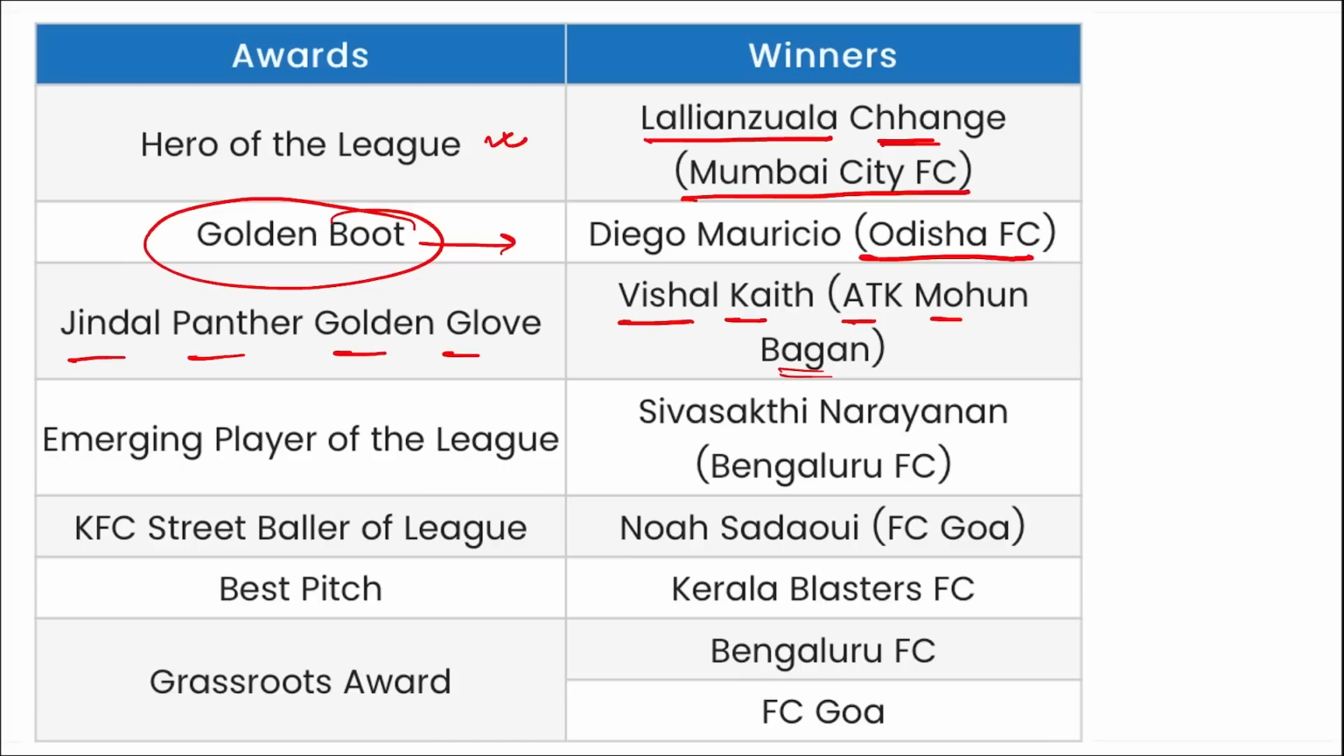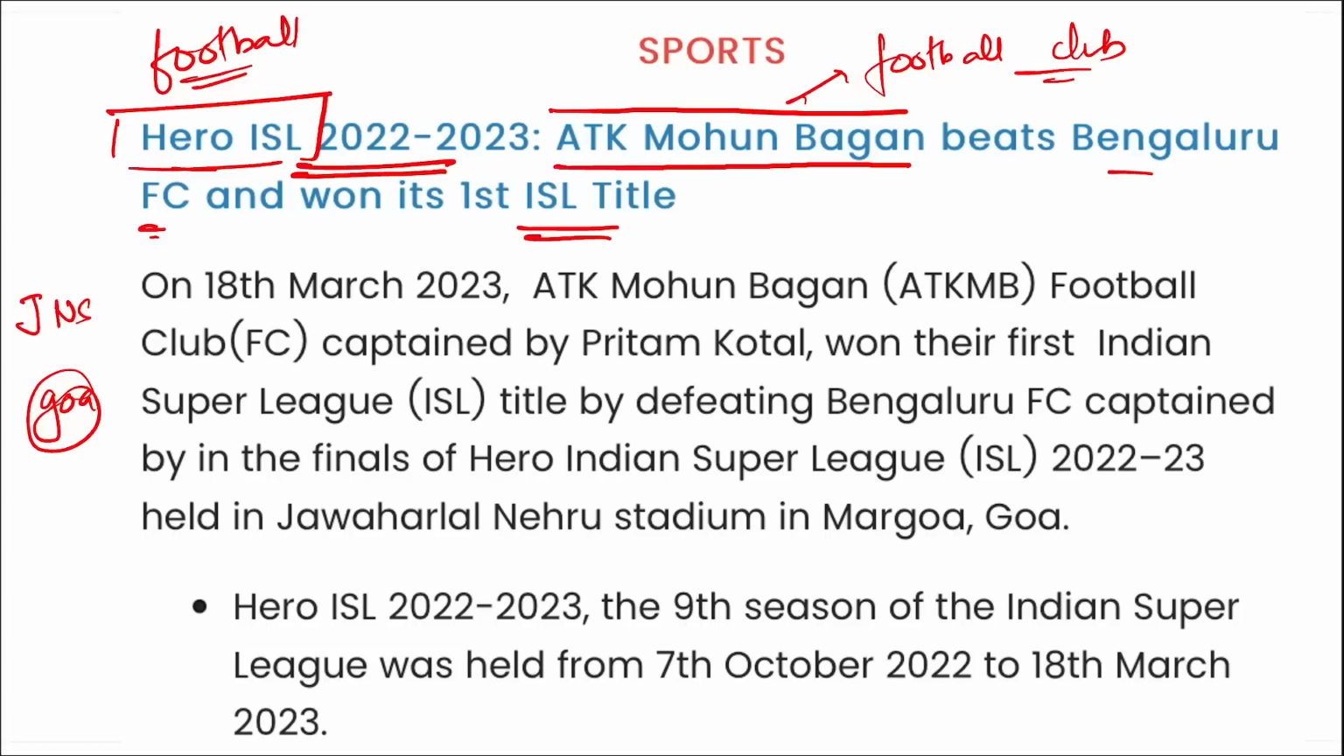Apart from this, remember that Hero ISL stands for Indian Super League. It started in October 2014. It is a franchise football competition where there are currently 11 teams participating. And for the first time in 2023, who has won it? Mohun Bagan.